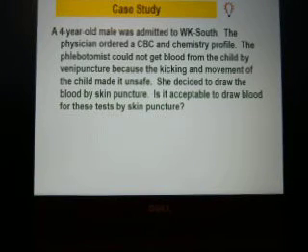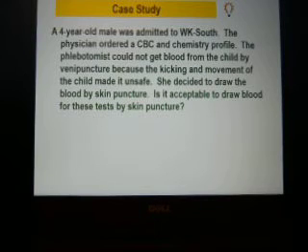Our next case study, hope you have that piece of paper out, okay? A 4-year-old male was admitted to Willis Knighton South. The physician ordered a CBC and chemistry profile. The phlebotomist should not get blood from the child by venipuncture because the kicking and movement of the child made it unsafe, so they weren't able to stick them by venipuncture. So they decided to draw the blood by skin puncture.